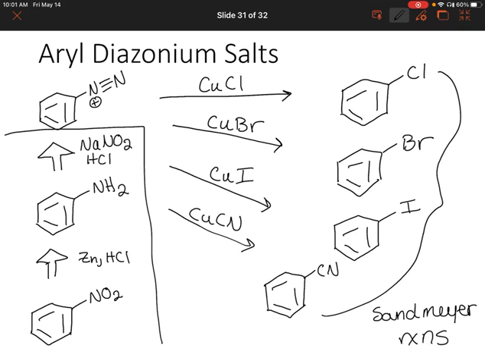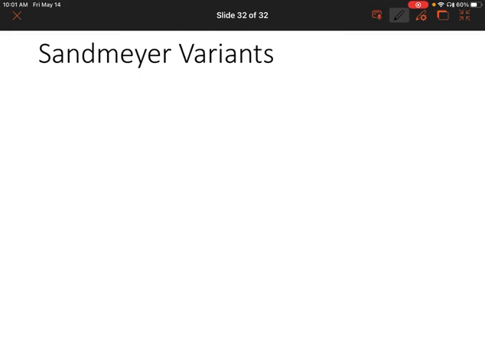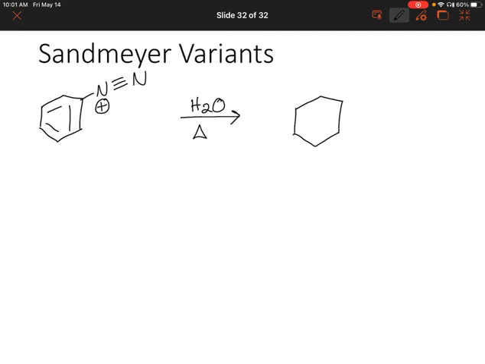So these are super useful. Let's look at a couple of other variations of this type of reaction. Instead of using a copper-based reagent, we could use, for instance, water and heat. Do you have any guesses on what we'll end up with? Phenol. So we'll replace that N2 group with OH.